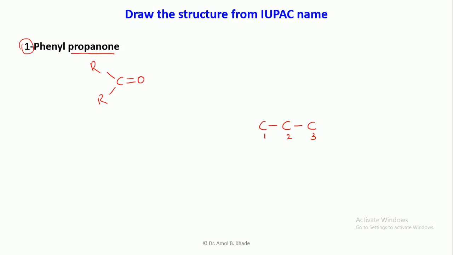Okay, then I can put a phenyl ring here like this. So let's say this is the phenyl ring. It is aromatic in nature. So where will the keto functionality be? Obviously it will be at carbon 1, because we are starting the numbering from here. So this will be the keto group, and then you can just complete the valency of the carbon. So it will be CH2 and it will be CH3. So this will be the correct structure for the IUPAC name 1-phenyl propanone.